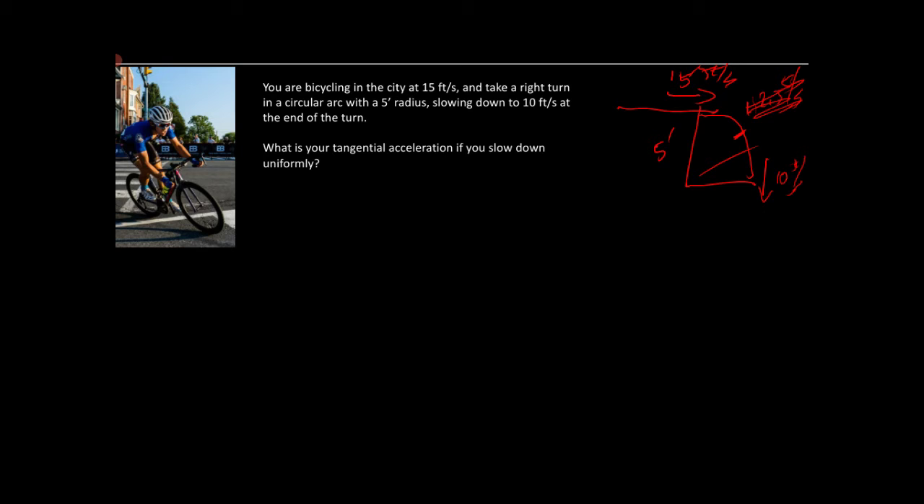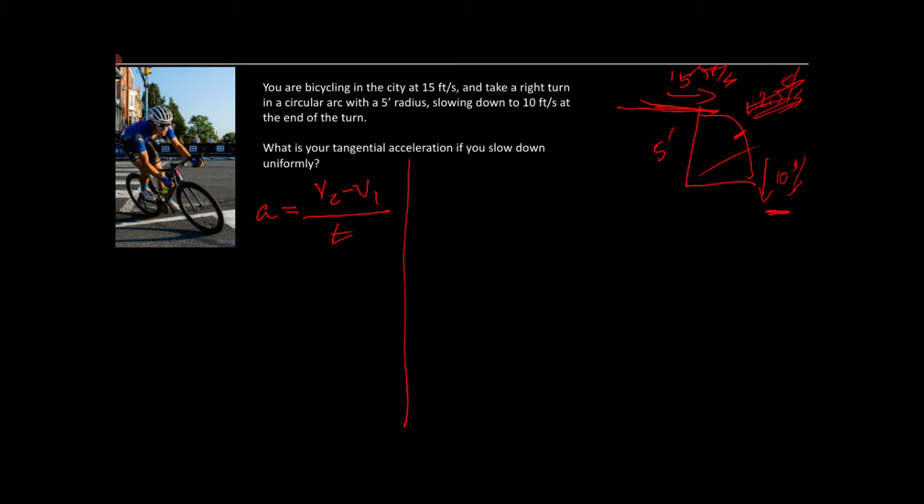Okay, we'd like to figure out how fast it's slowing down. What is the tangential acceleration if you go in this curve from 15 feet per second to 10 feet per second? So that means we're going to have to find the acceleration with the delta v over delta t, so that's v2 minus v1, 10 feet per second minus 15 feet per second over that time.